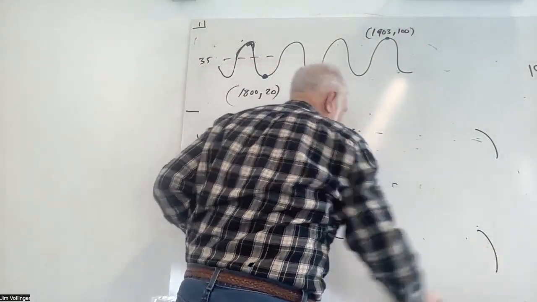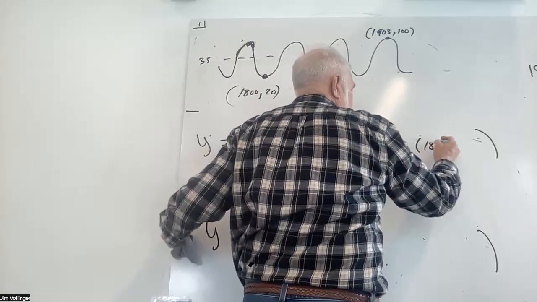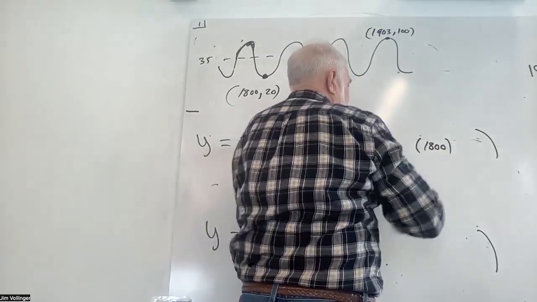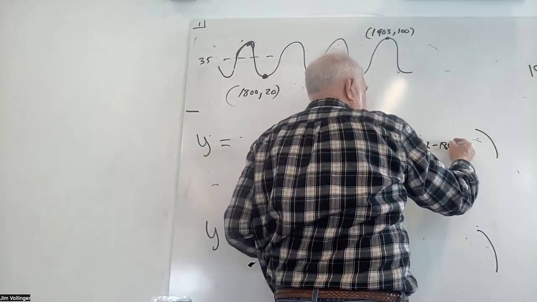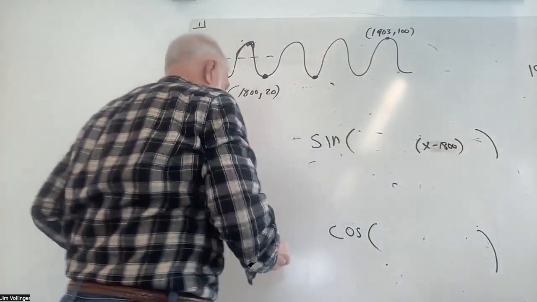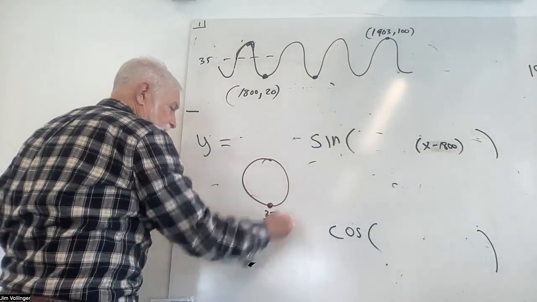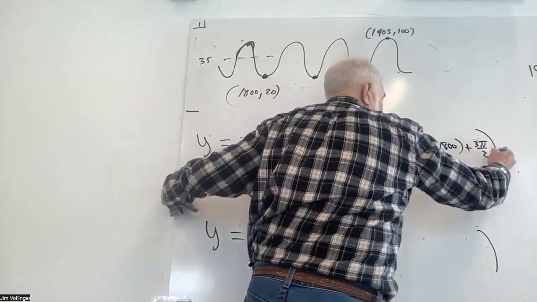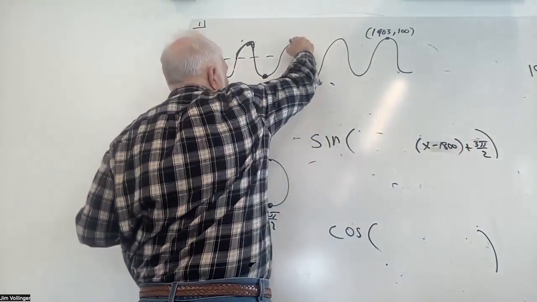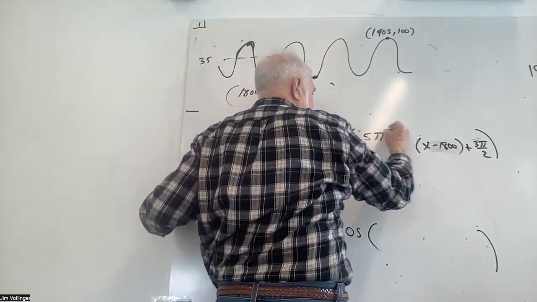All right. So I see 1800 gets you 20. So 1800, but I need an angle, X minus 1800. Talking and not writing very well here. All right, so where's the minimum? Well, a minimum on a circle is here, and that's 3 pi over 2. So I want this to act like 3 pi over 2. And I've got 1 pi, 2 pi, 3 pi, 4 pi, 5 pi, 2.5 revolutions later.